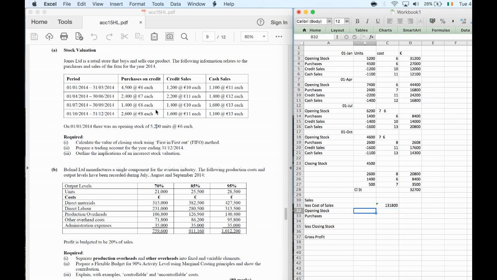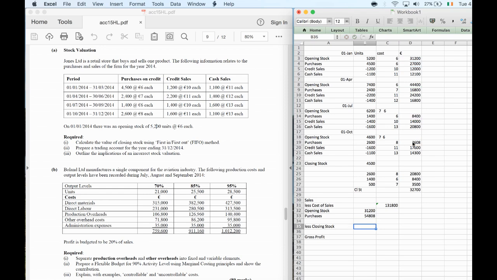Opening stock. So the opening stock is a 52 times 6. We already worked that out up here. So that's 31,200. The purchases. So again, another long number. So my purchases, I have this plus this plus this plus this plus, no, that's it.